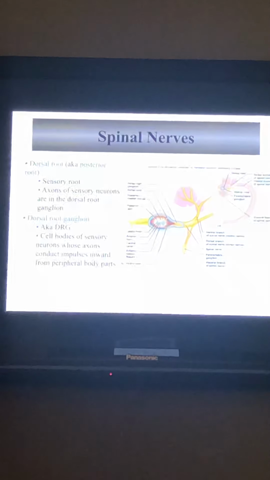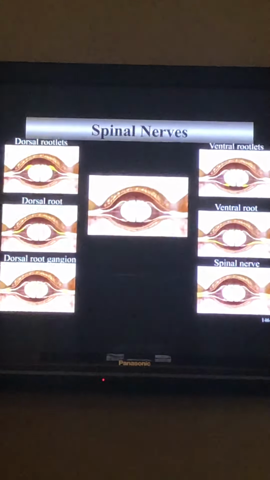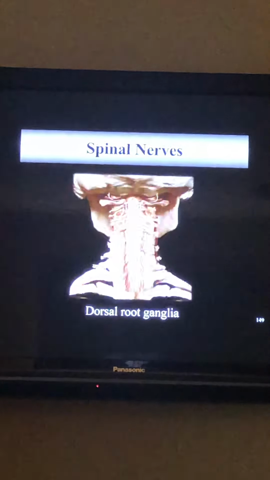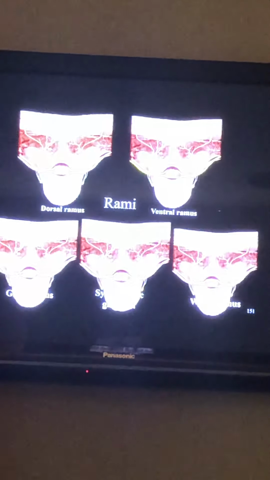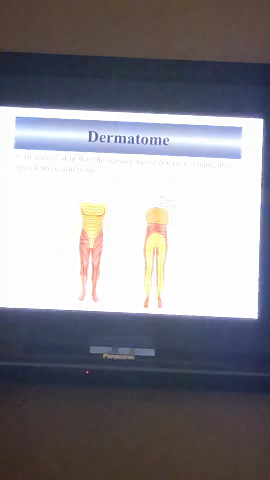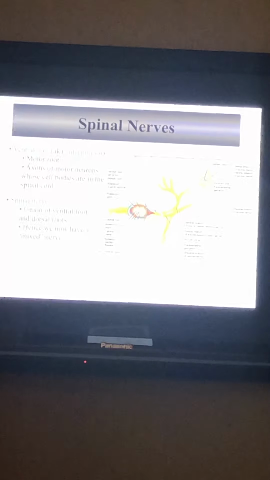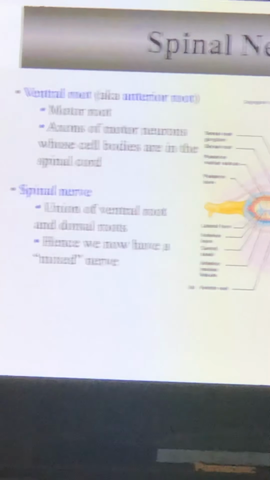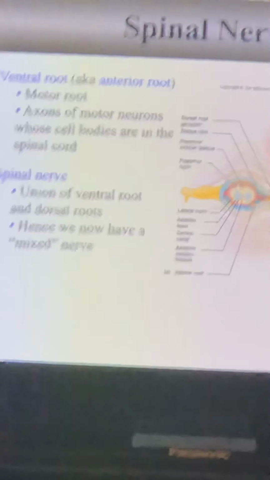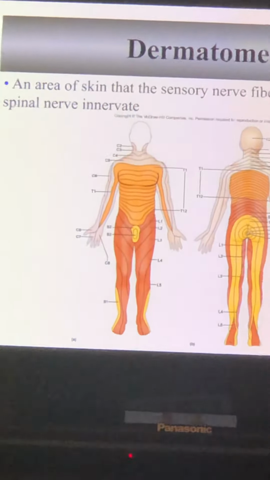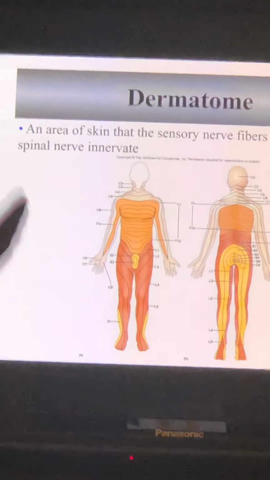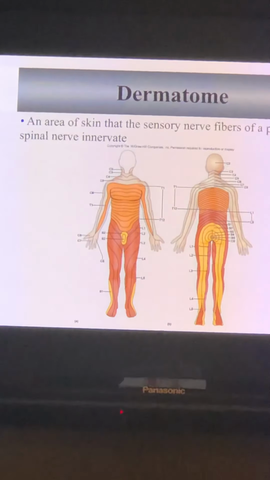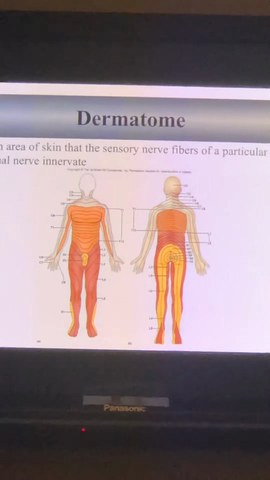Spinal nerves, again, we're going to say they're all mixed nerves. You need to know the definition of the spinal nerve, which is on this slide. Union of the ventral and the dorsal root. Now, I need to back up one. A dermatome. Know the definition of this. Primarily know C1 does not have a dermatome associated with it.